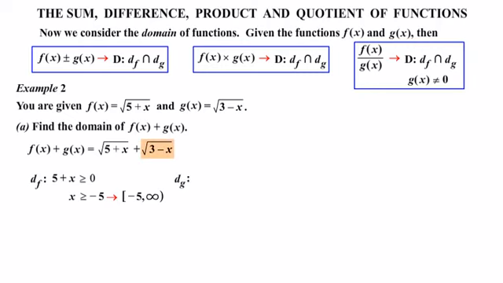Now let's have a look at our domain of g(x). So there's our function, once again under a square root. So we know that 3 minus x must be greater than or equal to 0. Now this time we've got a negative x. To make x the subject, we're going to add x to both sides of the equation, giving us 3 is greater than or equal to x. Now we usually have the x on the left-hand side, so how about we just reverse that inequality, giving us x is less than or equal to 3.